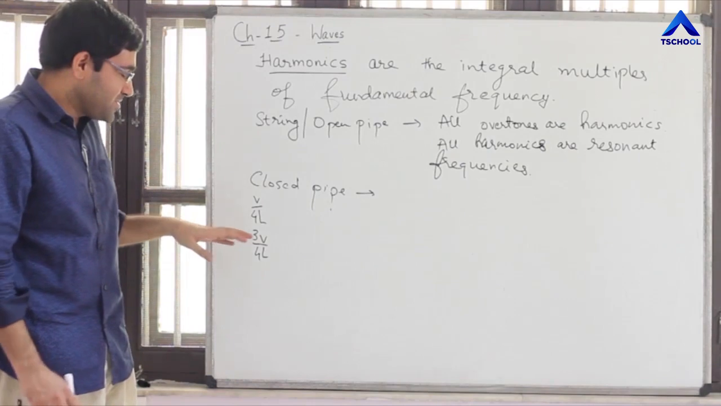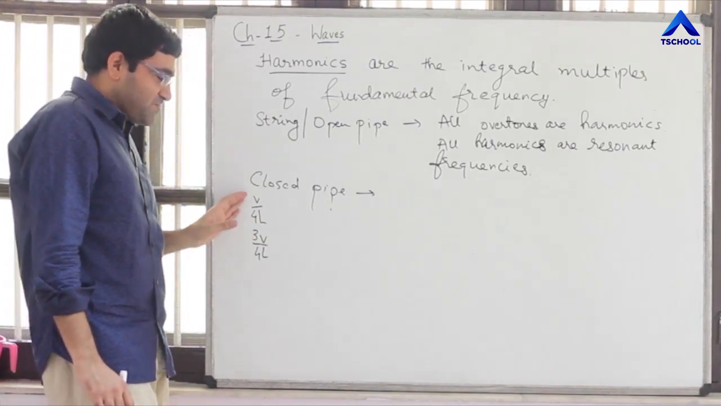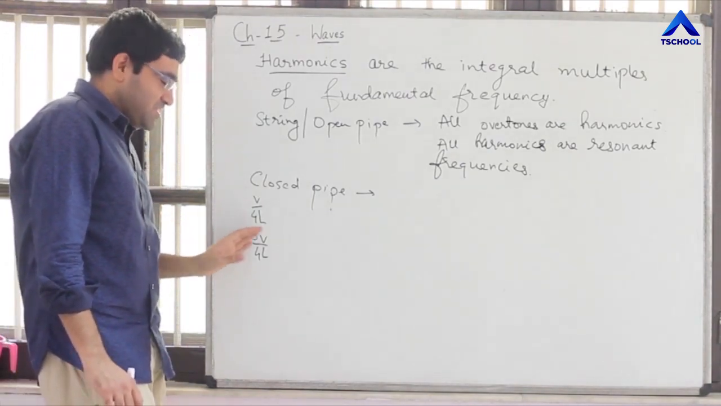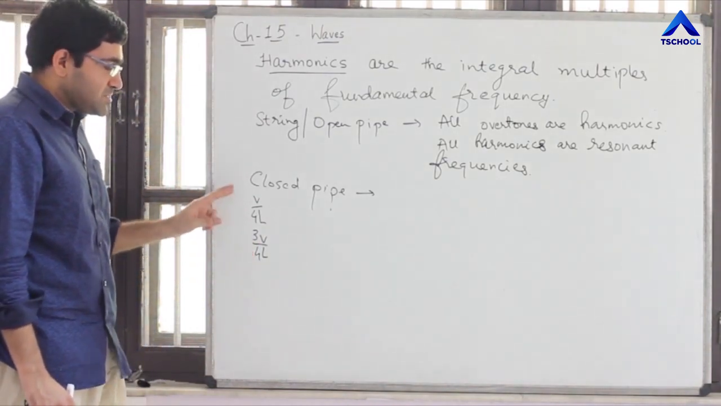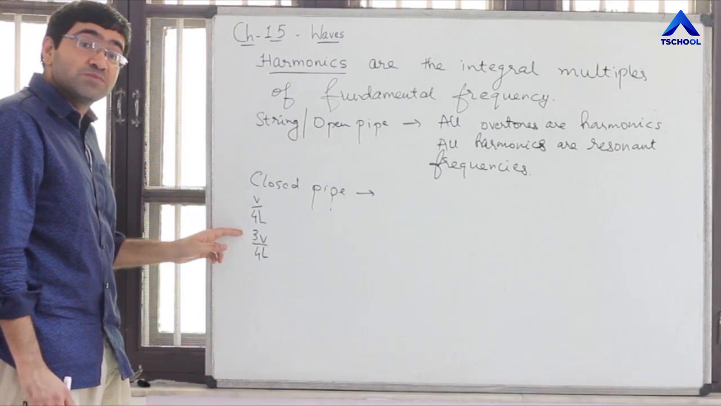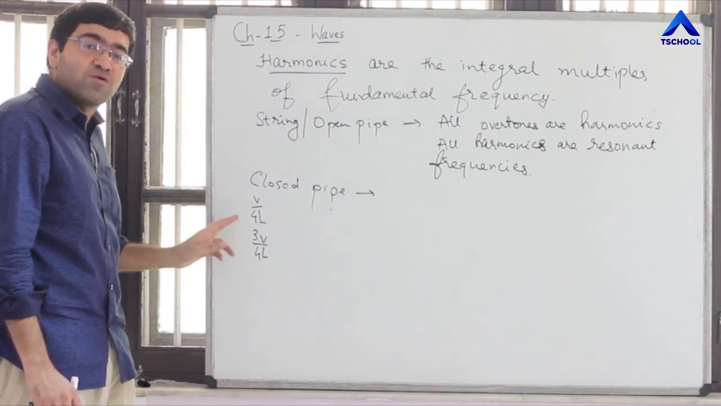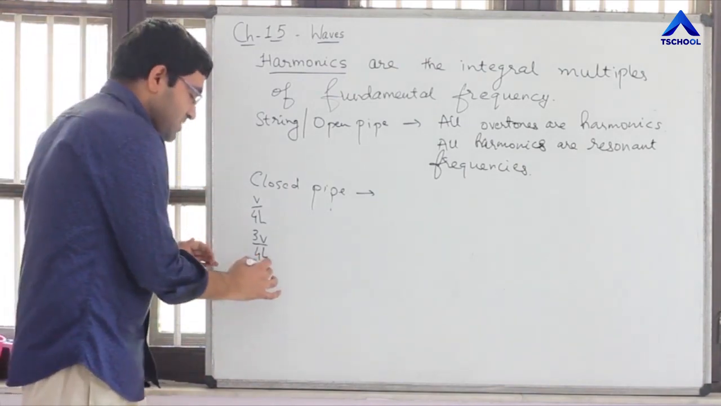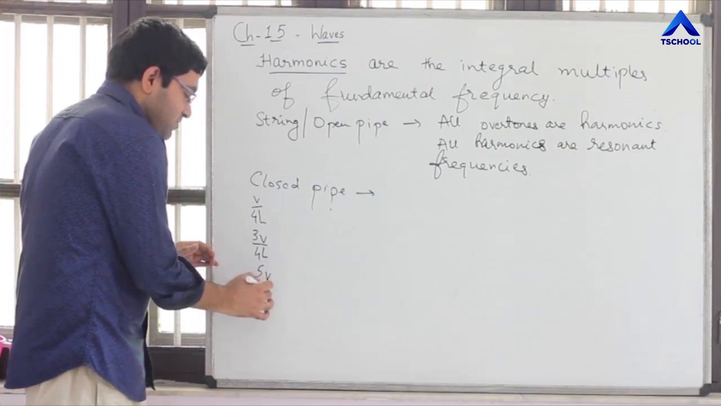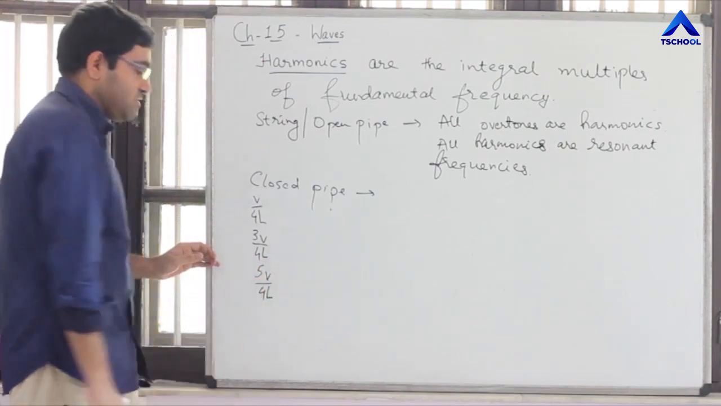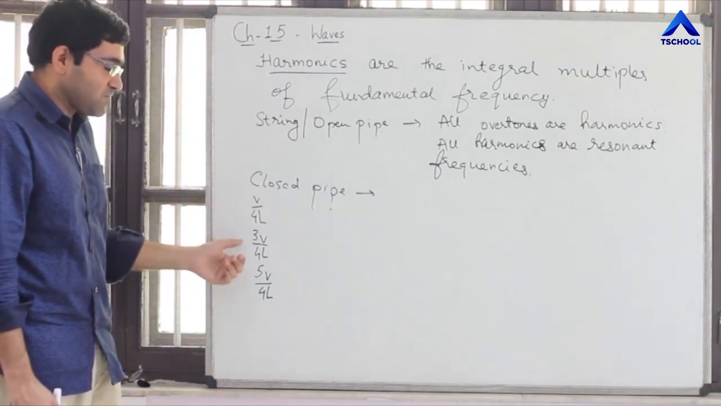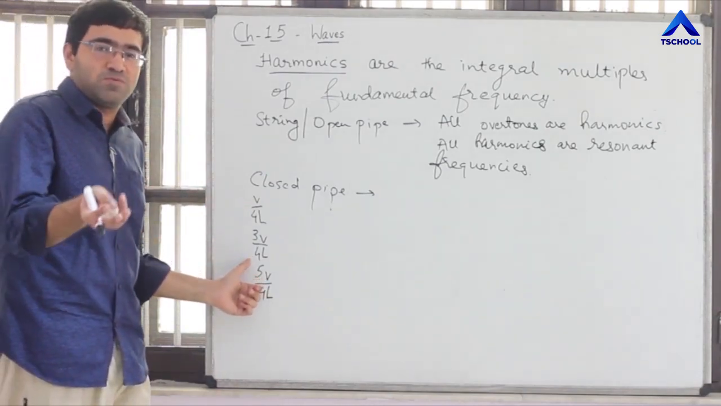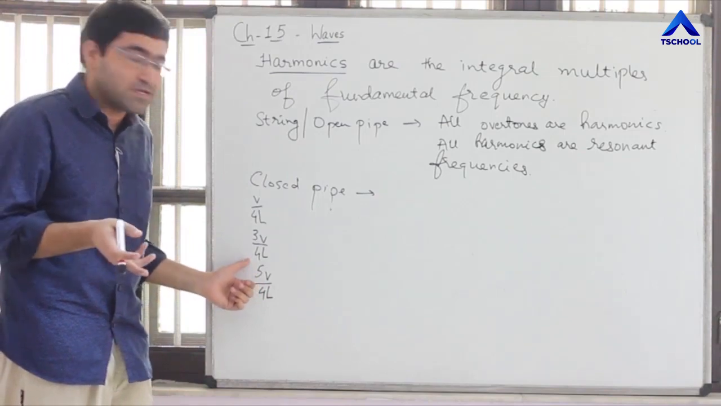So what we have is V by 4L is the fundamental frequency, 3V by 4L is the first overtone. But you could see the second multiple, the second harmonic is missing. There is no 2V by 4L. After 3V by 4L, the next resonant frequency is 5V by 4L. Again, you can see we have skipped over the even one, that is 4V by 4L. The fourth multiple, the fourth harmonic is missing.